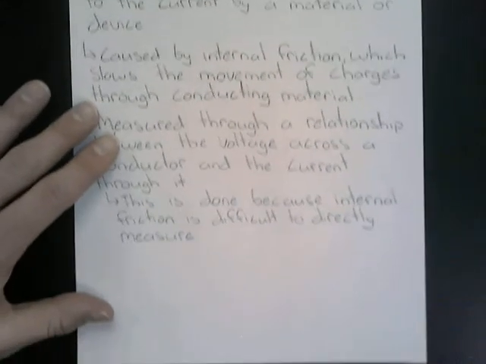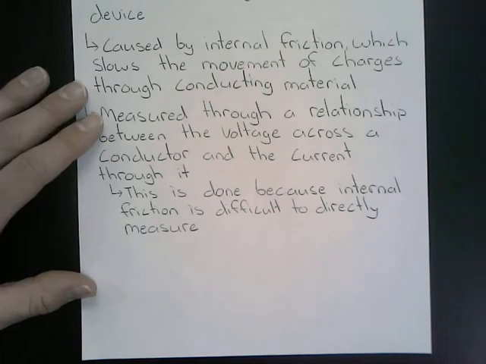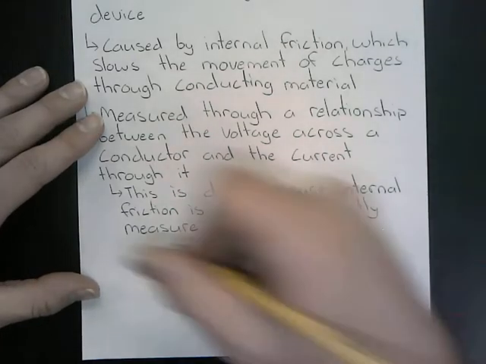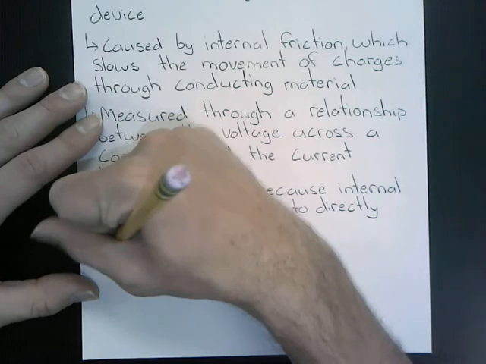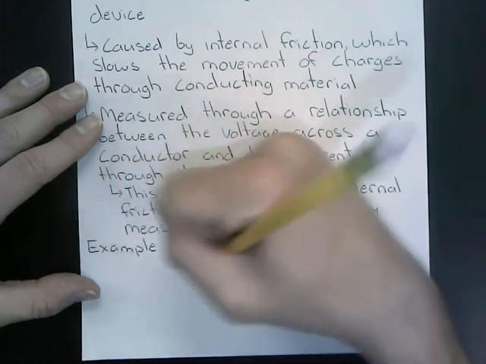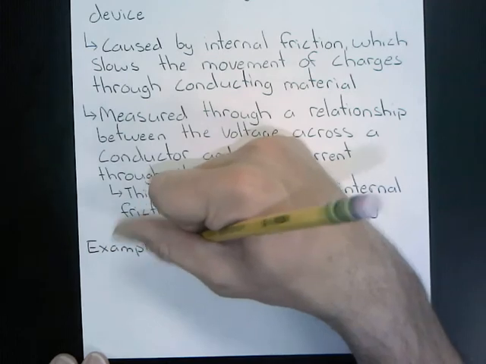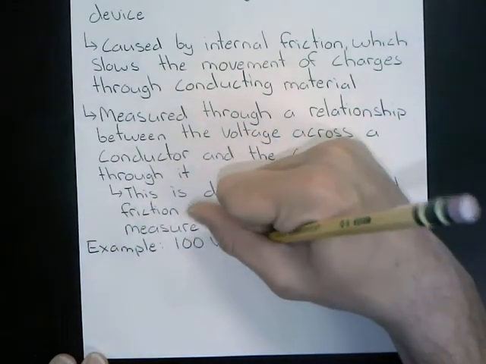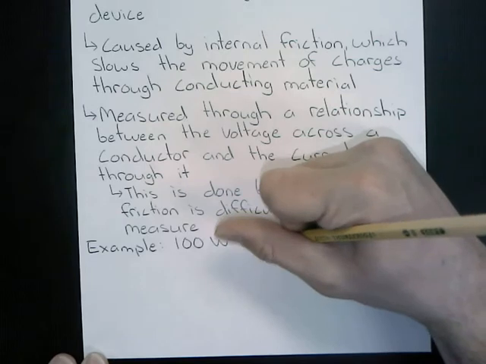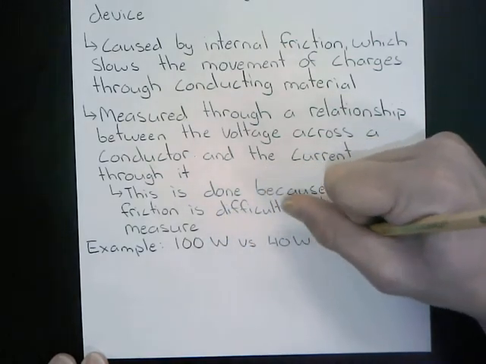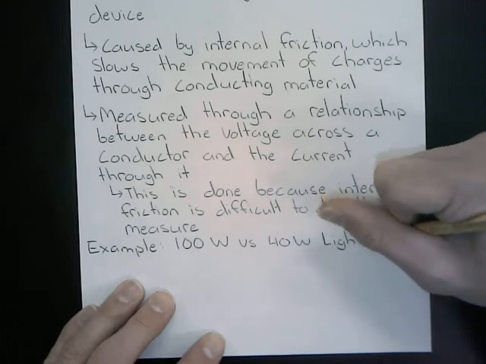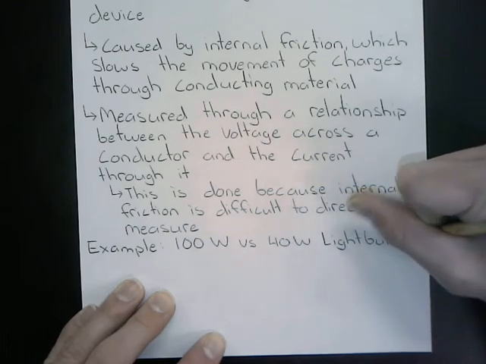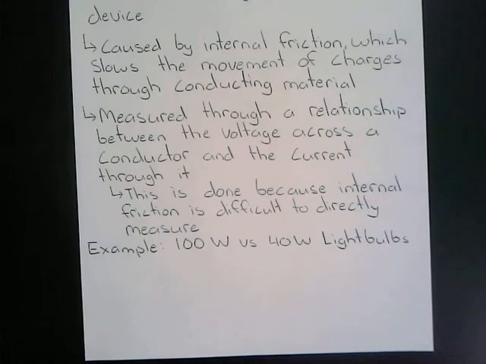Now, let's take this into an example of something we may have seen on an everyday basis. Our example is going to be a 100-watt light bulb versus a 40-watt light bulb. What I want you to know is this: those light bulbs that we plug in to our outlets here in the United States are designed to receive the same voltage of 120 volts.